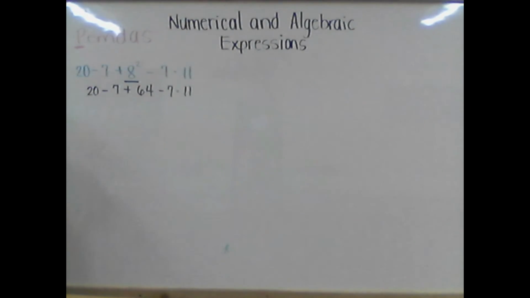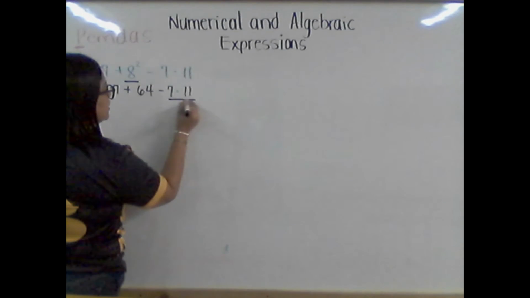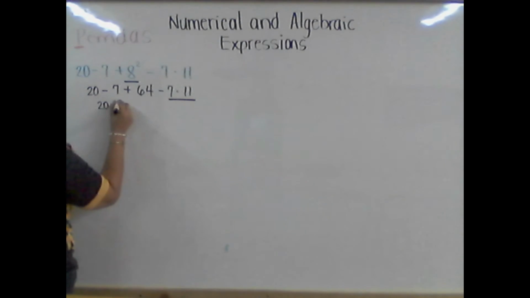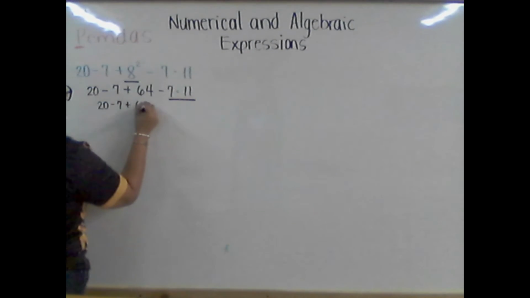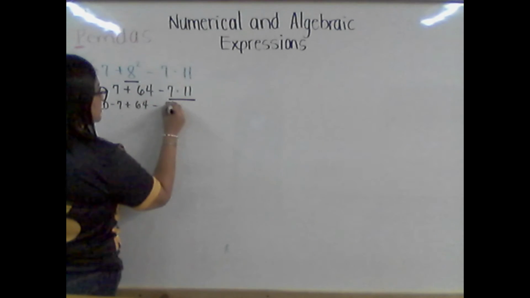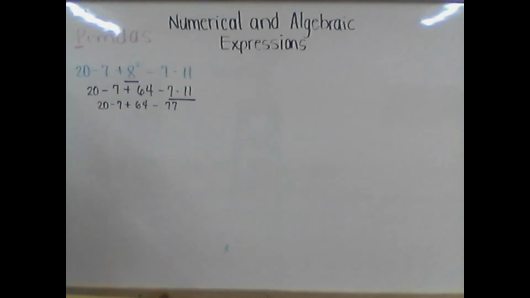Next, according to the order of operations, it's either multiplication or division. So we have a multiplication here. That's what we're going to solve next. So we're going to copy 20 minus 7 plus 64 minus, and we will multiply 7 times 11, which is 77. So now we simplified for parentheses.